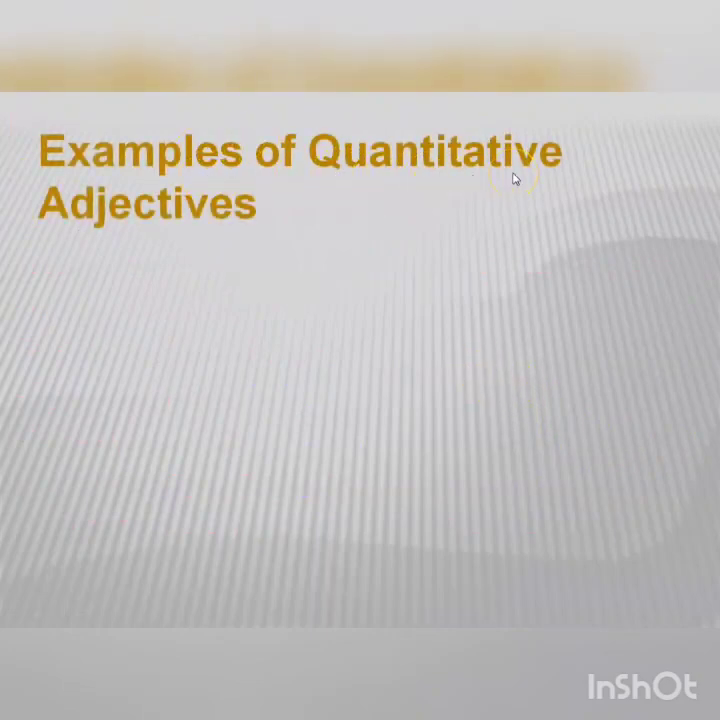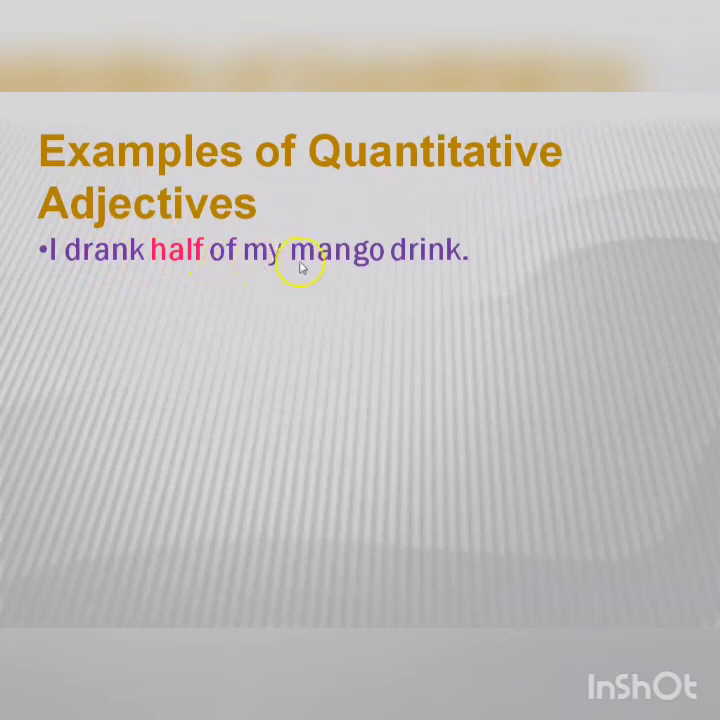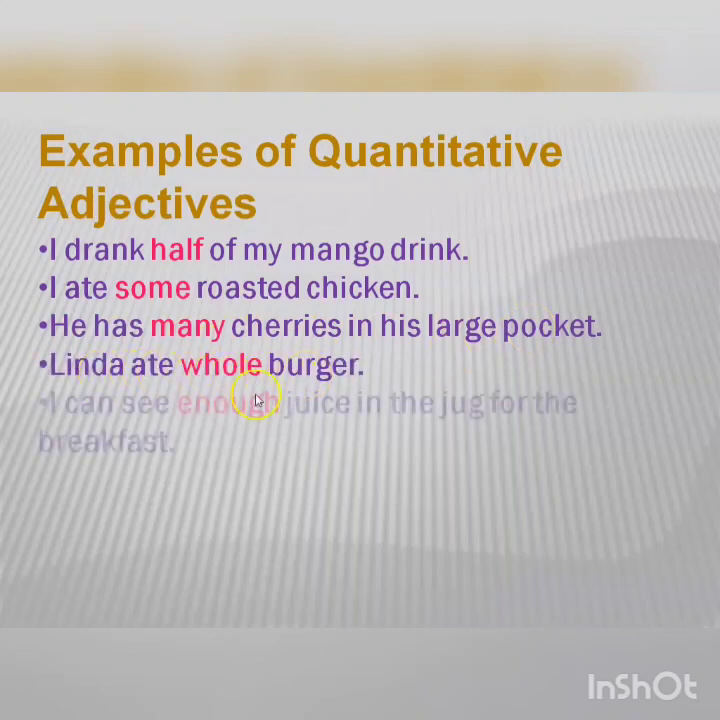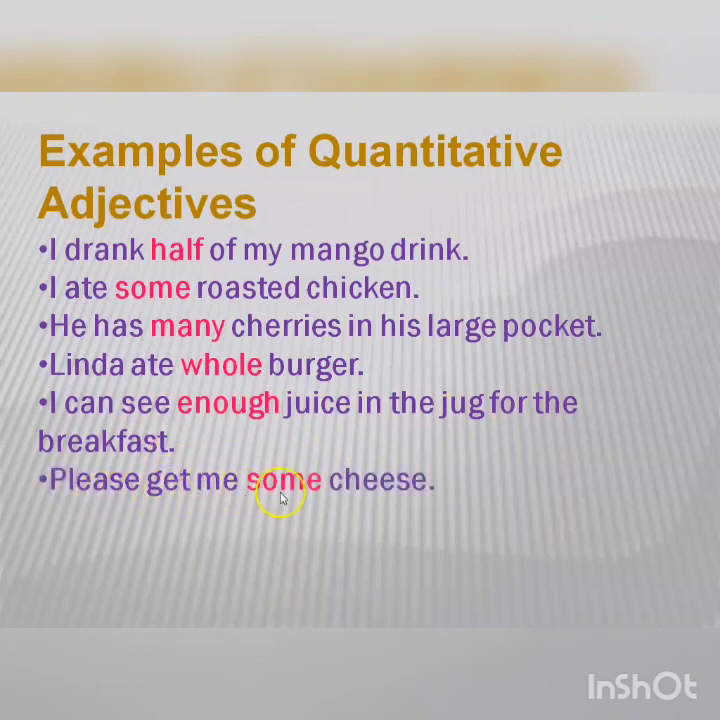Examples of quantitative adjectives. I drank half of my mango drink. I ate some roasted chicken. He has many cherries in his large pocket. Linda ate a whole burger. I can see enough juice in the jug for the breakfast. Please get me some cheese. Okay, so these are the examples of quantitative adjectives. You'll ask how many or how much. Here you ask how much. For quantitative adjectives, what question do you ask?